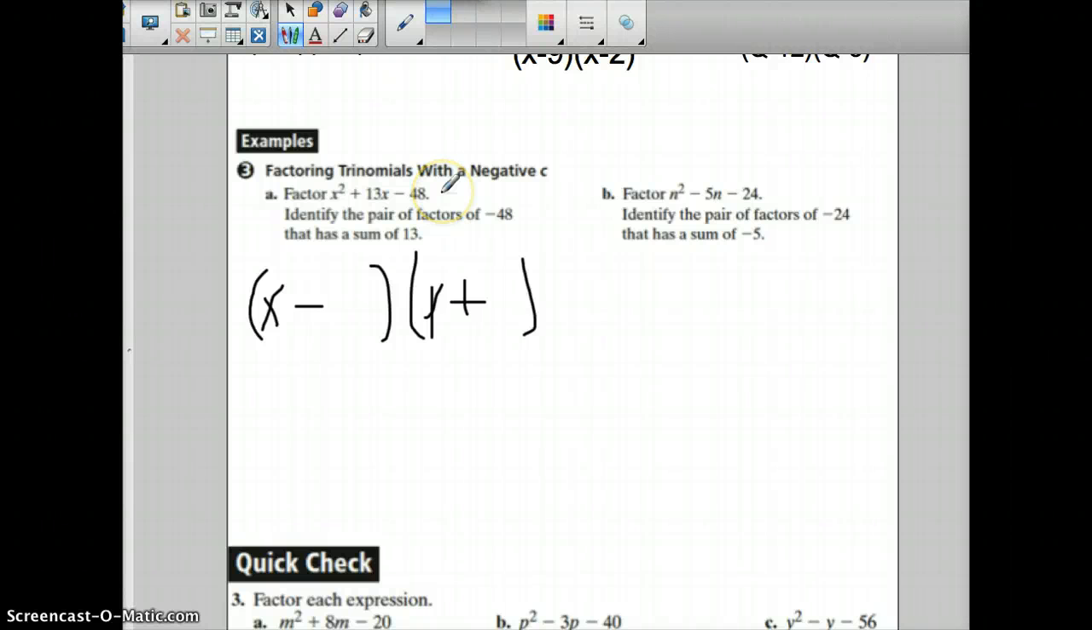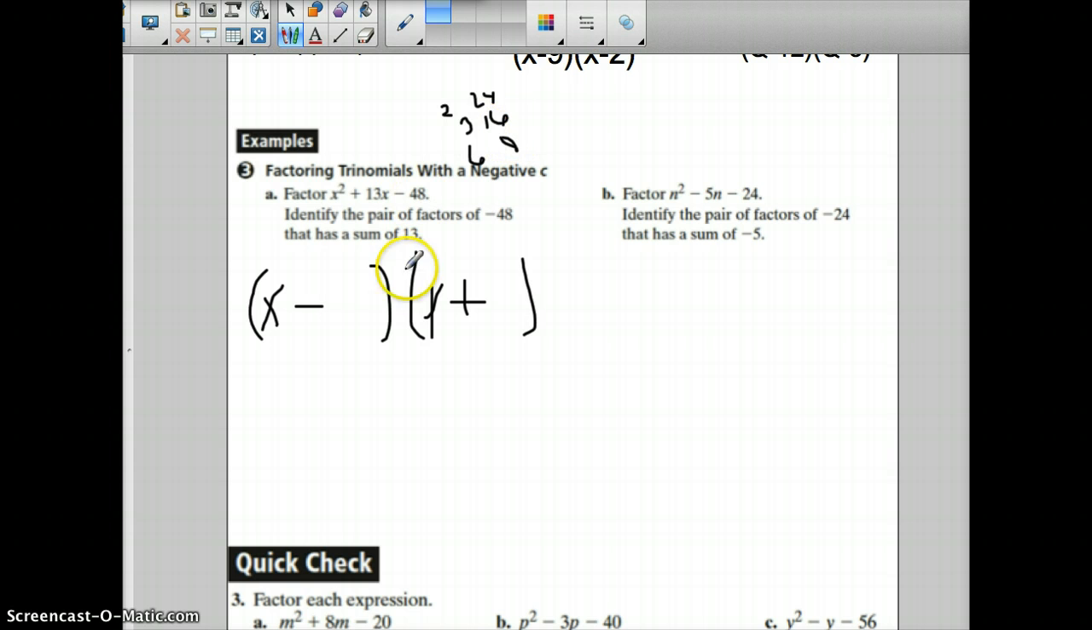I know, and if you need to, in your margin, start listing factors of 48. Well, I know it's 3 and 16. I know 2 and 24, right? I know 6 and 8. Do I have any pairs here that have a difference of 13? I do. 3 and 16 right here.